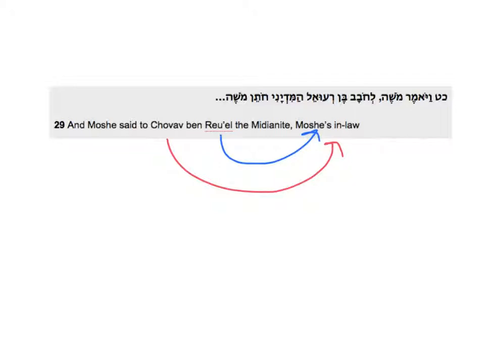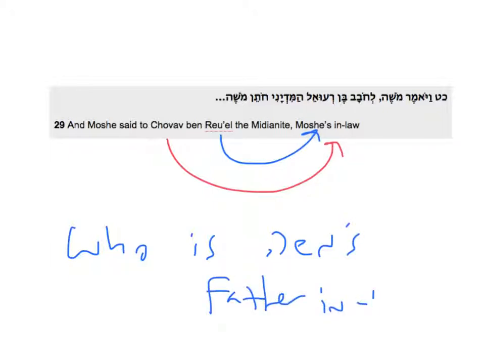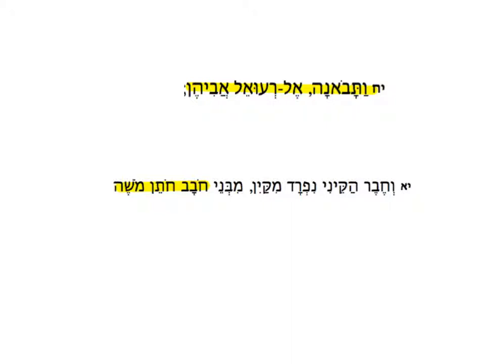So we're stuck with the question of who is Moshe's father-in-law. Is it Reuel, or is it Chovav? And again, you see how our psukim can be read both ways. So Rashi addressed this issue, but in order to do so, he looked at two other psukim in Tanakh. The first pasuk that Rashi quoted is from Sefer Shemot, discussing when Moshe first meets his wife. It says, Vatavona, they came, referring to Moshe's wife and her sisters, El Reuel Avihen, to Reuel, their father. So clearly from here, this implies that Reuel is Moshe's father-in-law.